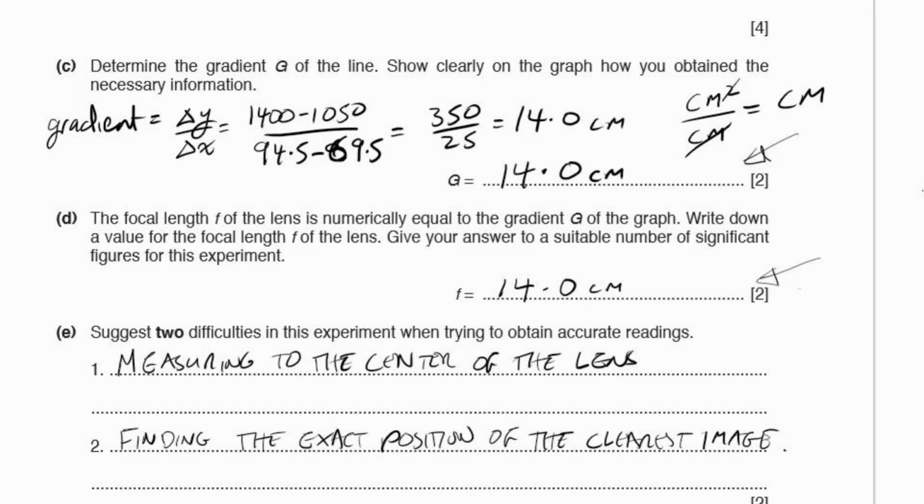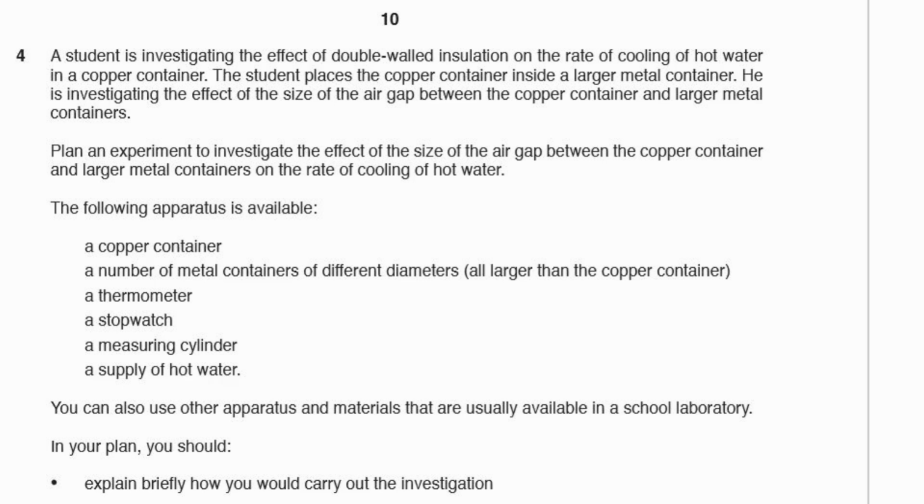There we go. Let's move on to the next question. Question 4. A student is investigating the effect of double-walled insulation on the rate of cooling of hot water in a copper container. The student places the copper container inside a larger metal container. He is investigating the effects of the size of the air gap between the copper container and the larger metal containers. Plan an experiment to investigate the effect of the size of the air gap between the copper container and the larger metal containers on the rate of cooling of water.